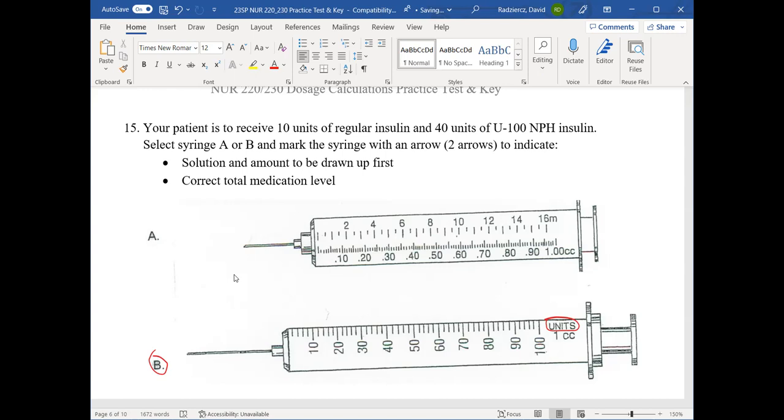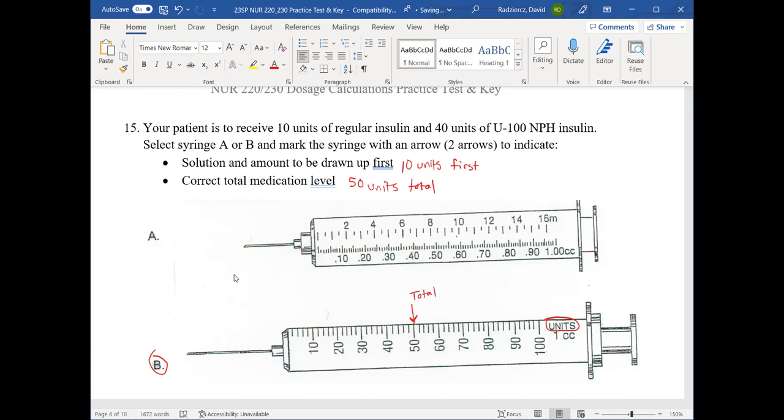Okay. So it tells you that you have 10 units of regular insulin, 40 units of U100, select syringe A or B, and then mark the syringe with an arrow indicating two things: the solution amount to be drawn up first and the correct total medication level. So what I do is, before I do anything, if this is a paper test, I'm writing down that I'm doing 10 units first, and then that it's 50 units total. Then the way they want you to mark the syringe is your first arrow should be at the total amount, because they don't know which one's first or second.